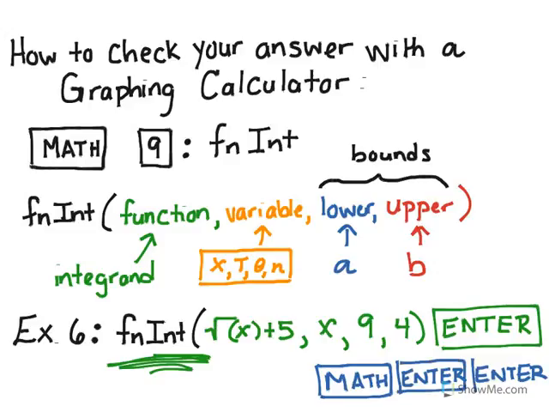If we had changed the bounds, like I had written in green at the beginning of the problem, then we would have written negative square root of x minus 5, comma x, comma 4, comma 9. And again, we still would have gotten the proper answer of negative 113 over 3. So you can use this to check your answers, but whenever you're taking a test or quiz, you have to show all the work to get the credit. All right, I hope that this was clear.